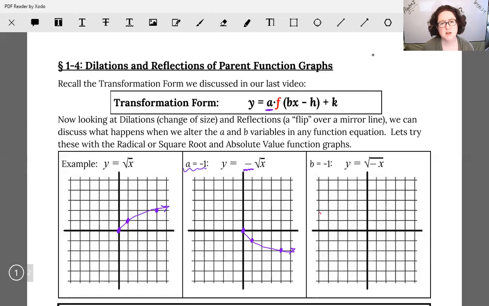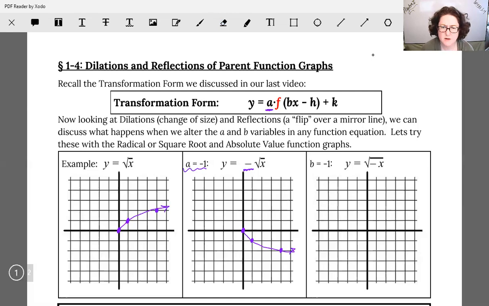Just like with the h and the k, when we throw something inside the function, we're dealing with something horizontal. So if we think of this in terms of how we're plugging numbers into this function, if you plug in a number, say like 1, well, wait a second. We have to think of taking that negative value.